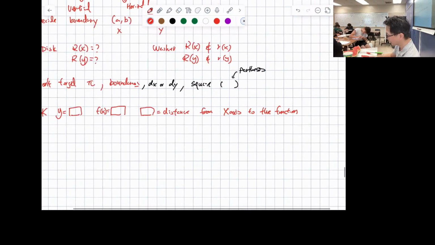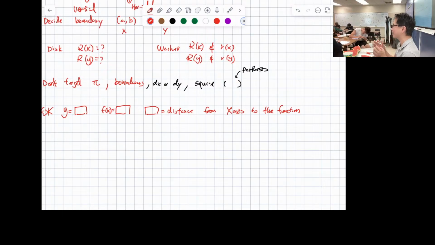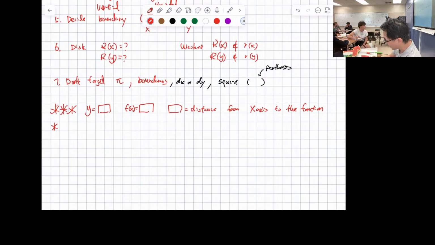It's a distance. So if you have y equal to, let's say, 2x plus 5, the 2x plus 5 is the distance from the x-axis to the function. Or it can be rewritten this way: if you have x equal to whatever, or f of y equal to whatever, this whatever represents the distance from the y-axis to the function.